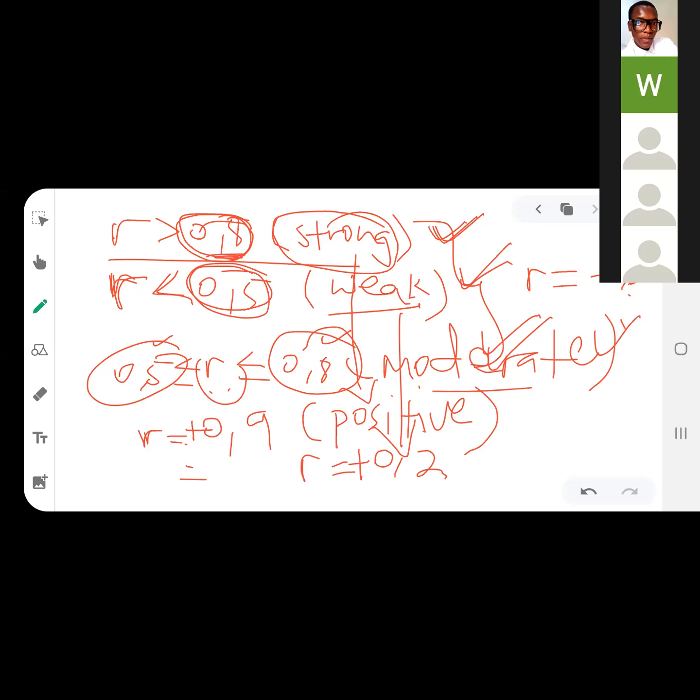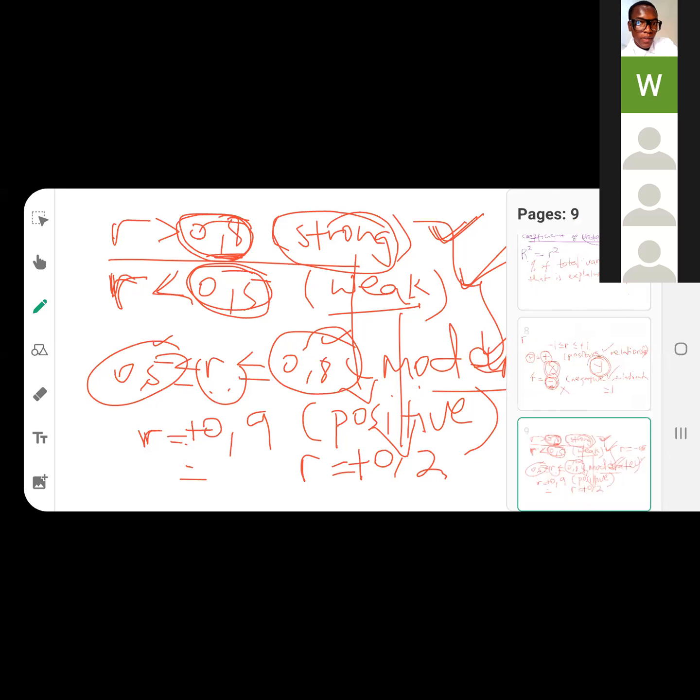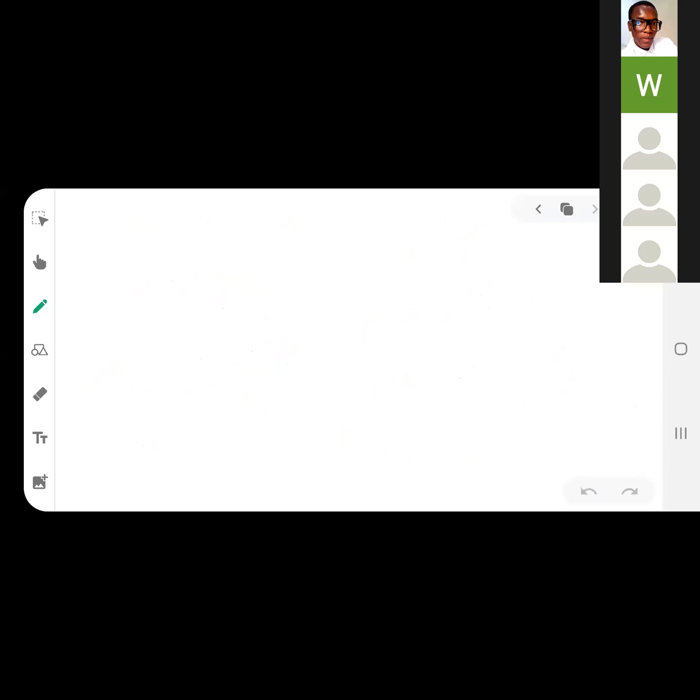Now we are going to look at an example. I hope you have the formula with you. All the formulas I have introduced you to are very important. We are going to use them. So we are only going to look at one example and then we calculate everything.